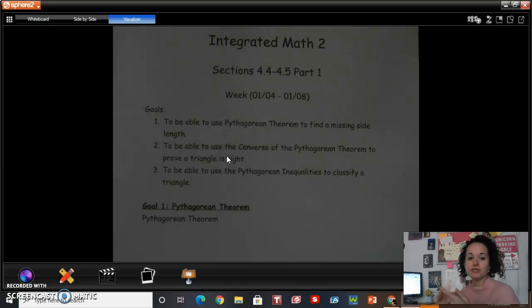We're going to be able to use the Pythagorean theorem to find missing side lengths. We're going to be able to use the converse to prove a triangle is a right triangle. And we're going to be able to use Pythagorean inequalities to classify triangles. Besides right, we also have acute and obtuse that we're going to work with today.